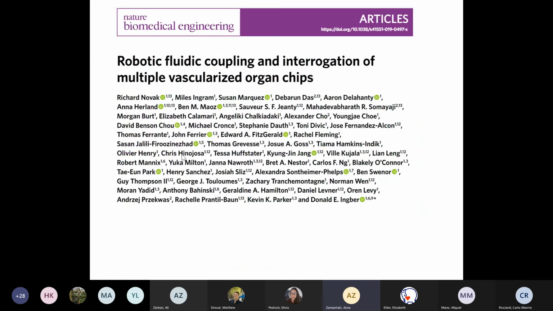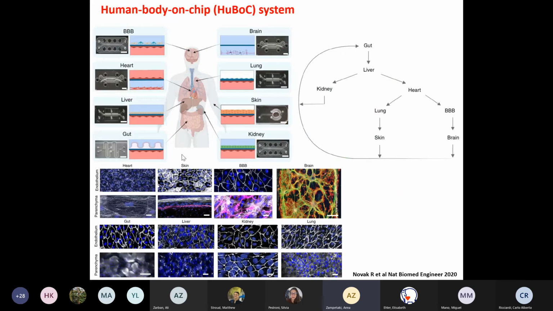By far the most advanced platform so far was this multi-vascularized system that was reported by the Wyss Institute. So what they did, they used 8 different organs on chip connected into one system in what they call a human body on chip. So they have the brain, the lung, the skin, the kidney, gut, liver, heart, and the blood-brain barrier with a substitute of blood circulating throughout the different organs like this.